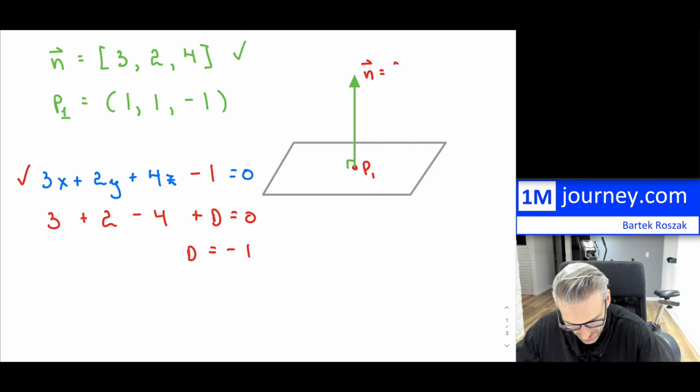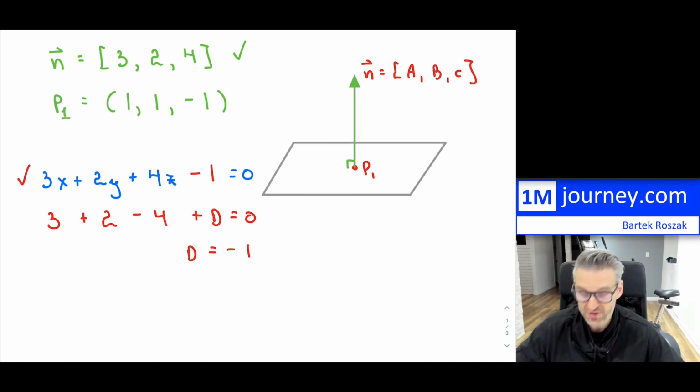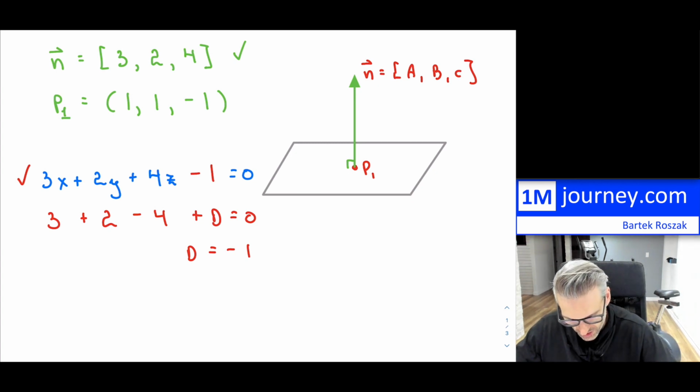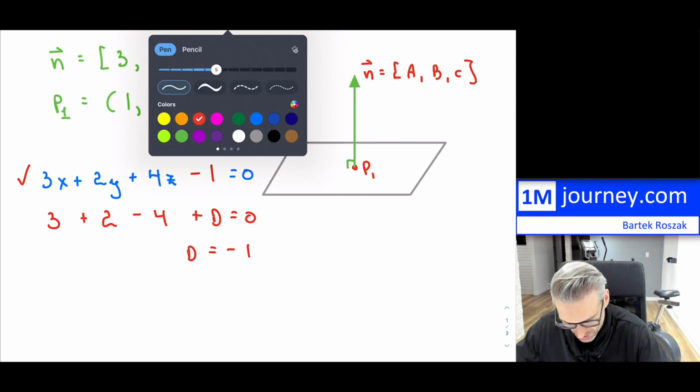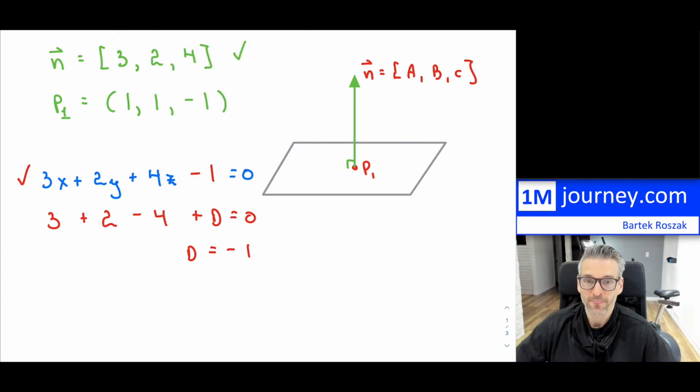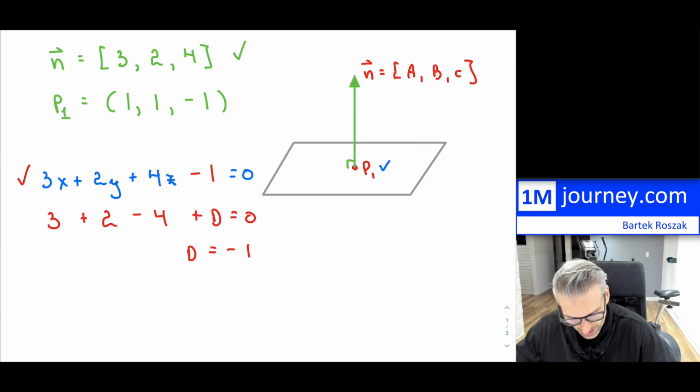So let's say that this is our normal. I'm going to call this A, B, and C, although we have it as 3, 2, 4. And now if you want to be able to find the equation of this plane, you can literally take any point on the plane. So it doesn't have to be that P1. It can be any other point because we already know P1. So if you take a point, let's say maybe somewhere over here.